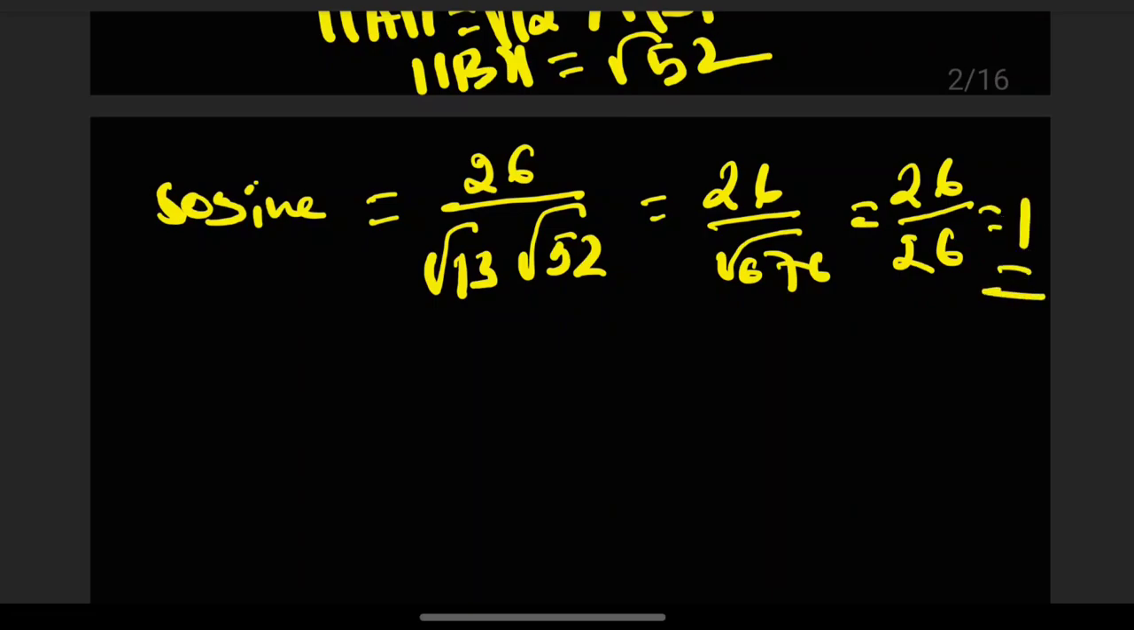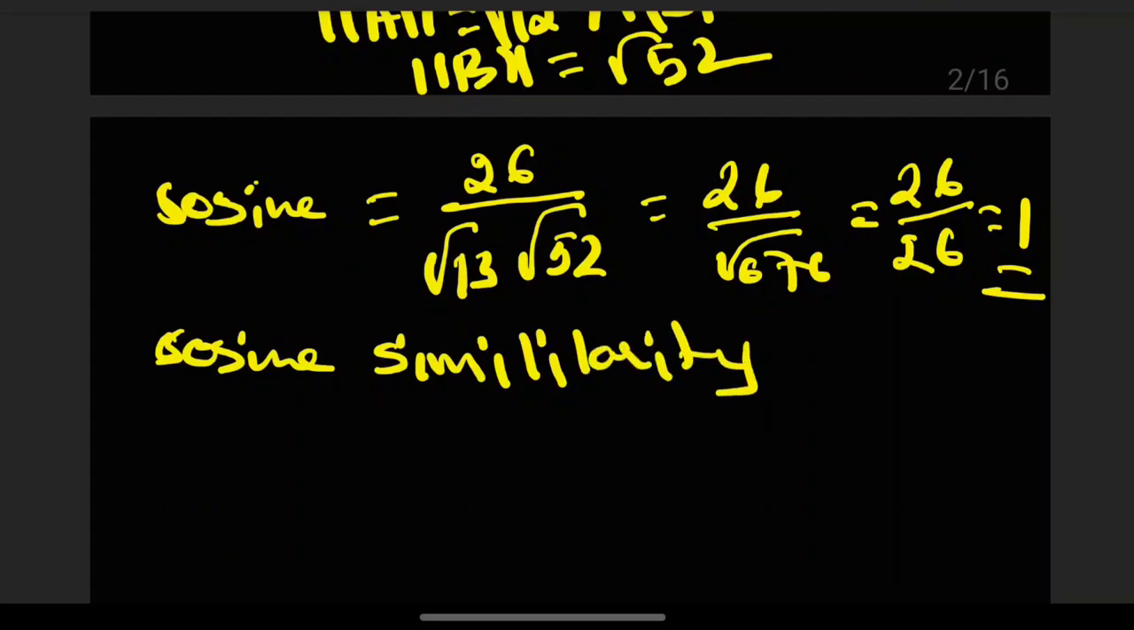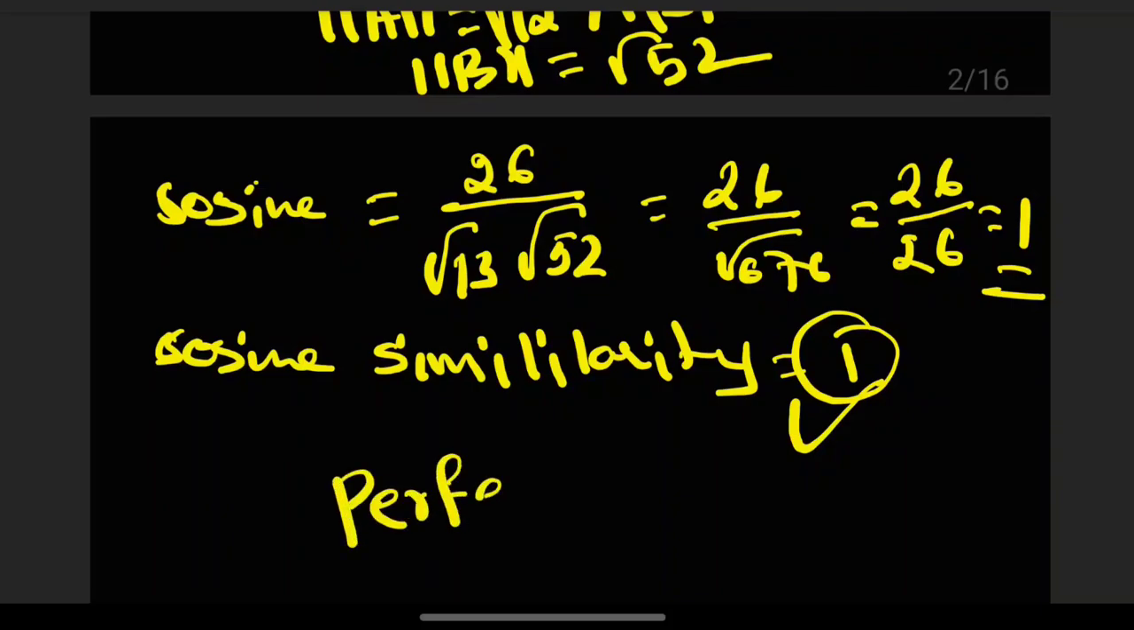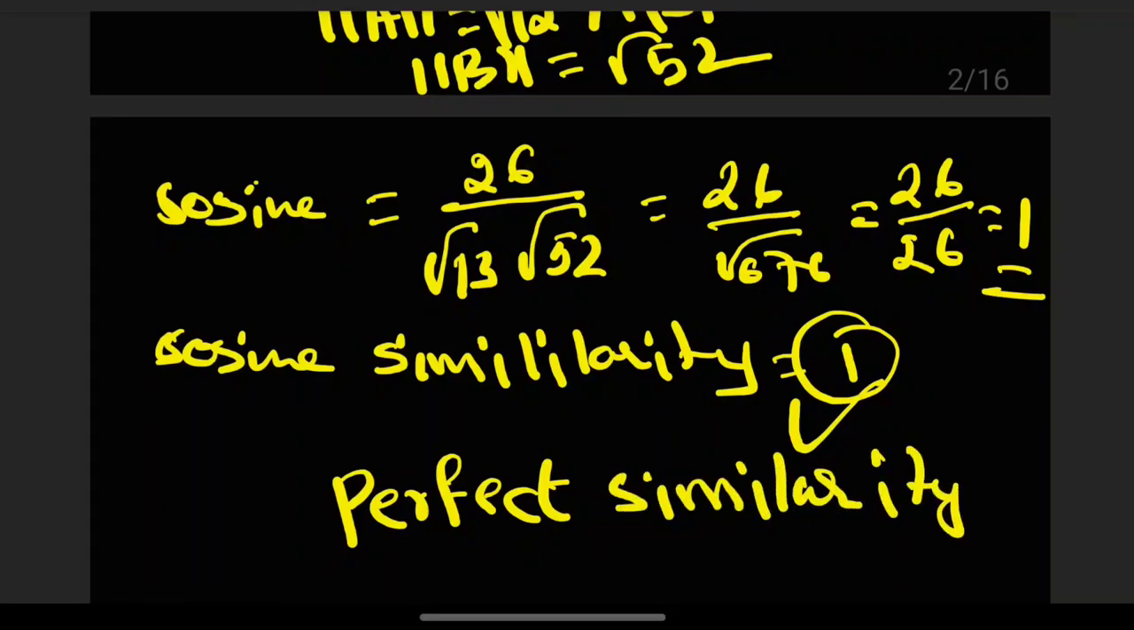So if cosine similarity is equal to 1, then we can say it is perfect similarity. Okay, this is what we do in cosine similarity.